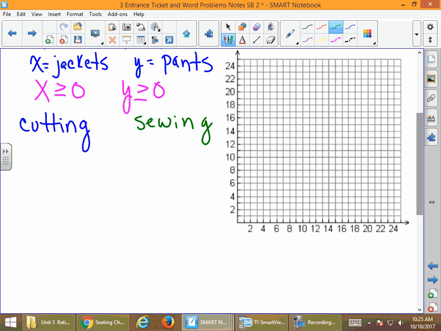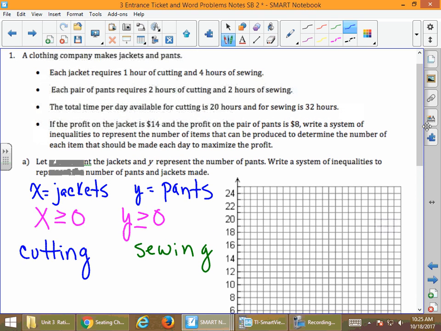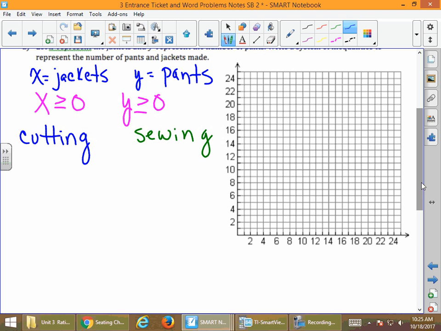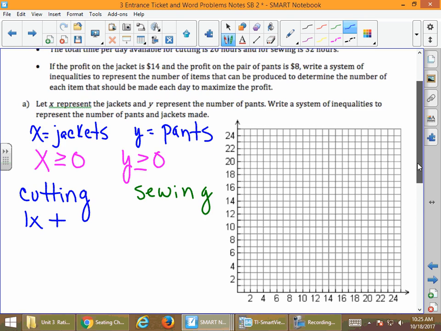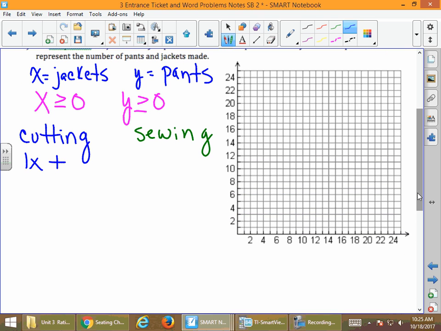So we want to write an inequality that has cutting in it, and an inequality that has just sewing in it. And we're going to use those to help us in a couple minutes. So when we go back again and look at the problem, it says each jacket requires 1 hour of cutting. Well, jackets are X, so 1X. How many hours of cutting does it take when we're working with pants? Looks like 2. Am I right? Pants are represented by what?